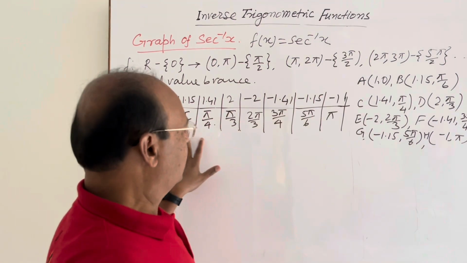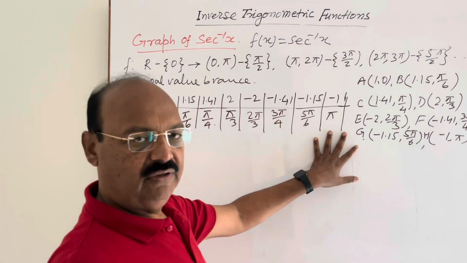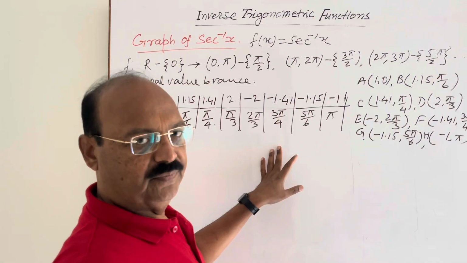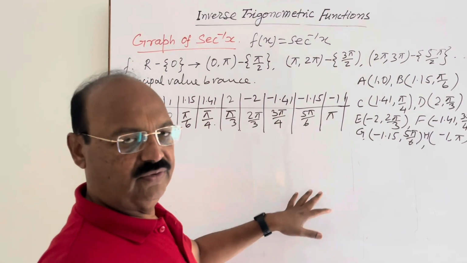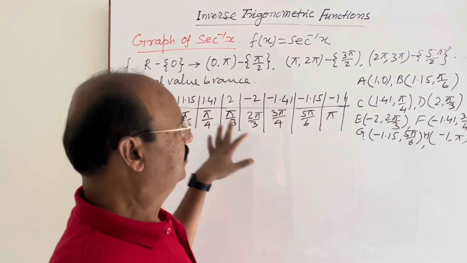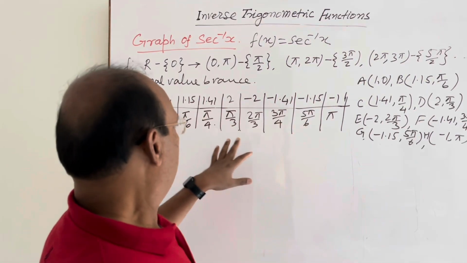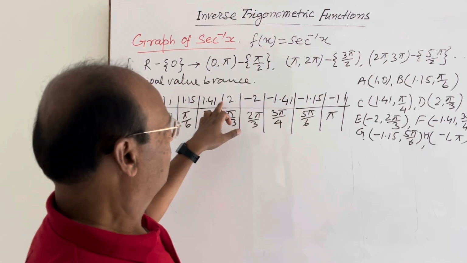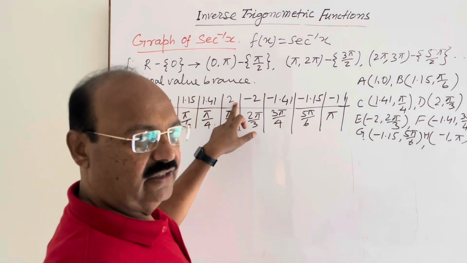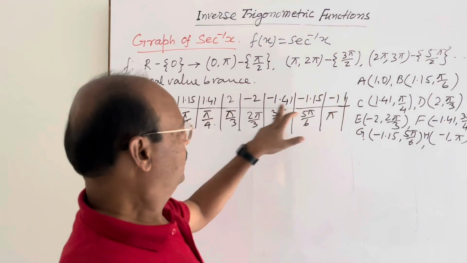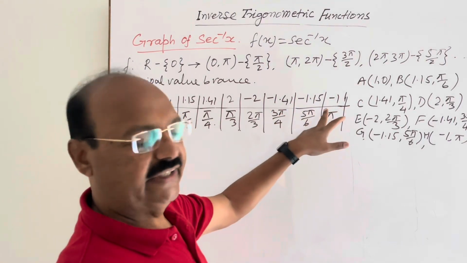In this case, as we are not taking negative values of angles, negative values of sec inverse x, the graph will not lie in the third and fourth quadrants. The graph will lie only in the first and second quadrants. Because we have some positive values of x, this part will lie in the first quadrant. We have negative values of x, so this part of the graph will lie in the second quadrant.